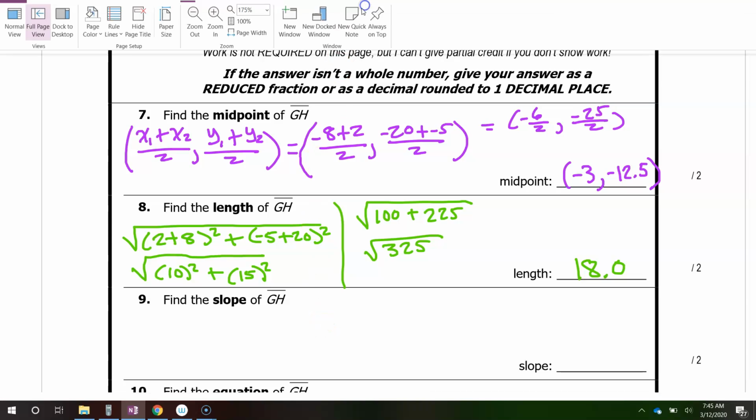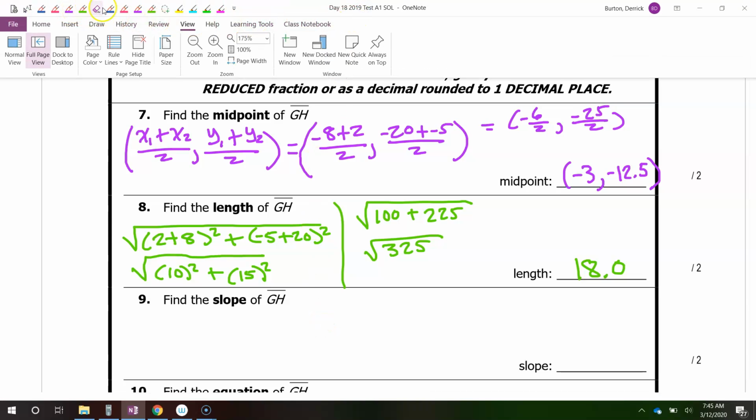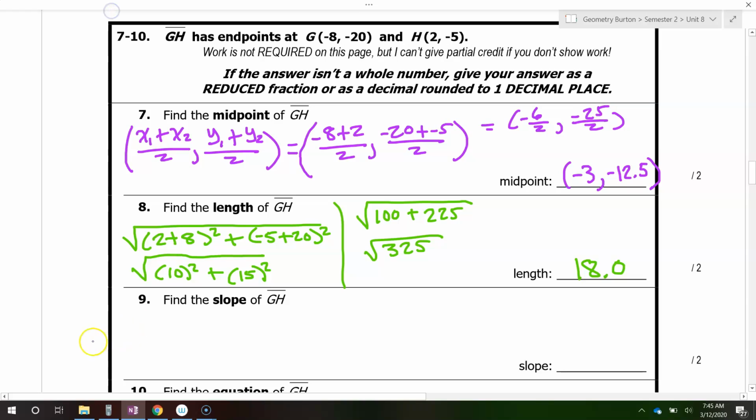Now, let's find the slope. We know that slope is rise over run. Maybe I'll write that down. Slope is rise over run. But as a formula, the rise is always going to be the y value minus the y value, and the run will be the x minus the x. So that's what we're going to do.